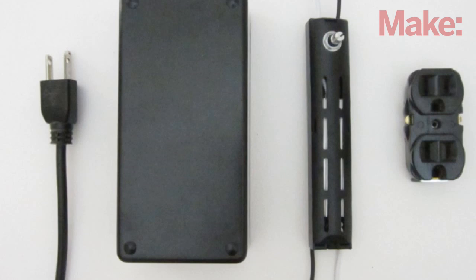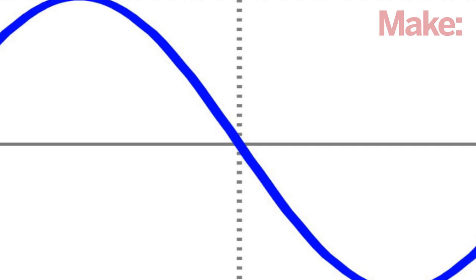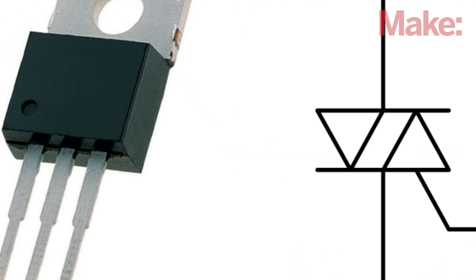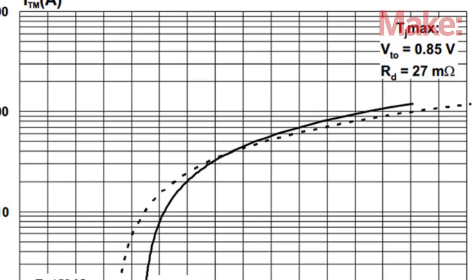The materials that you need for this project are a power cord, an insulated project housing, a dimming circuit, and an AC outlet. Normally, AC electricity is a basic sine wave. Most dimming circuits work by chopping off part of this sine wave. They do this with a semiconductor called a triac. A triac conducts electricity only after the voltage at its gate pin reaches a certain threshold.